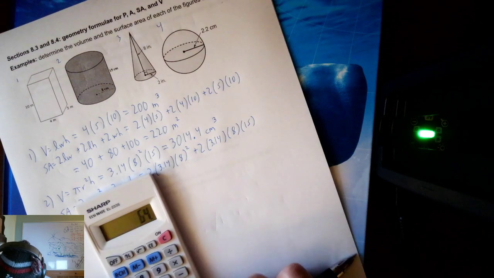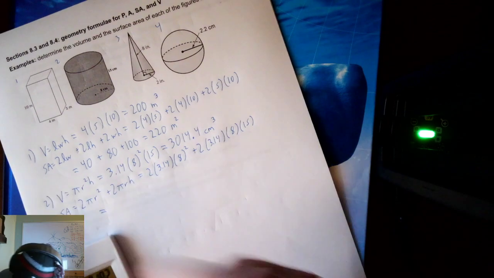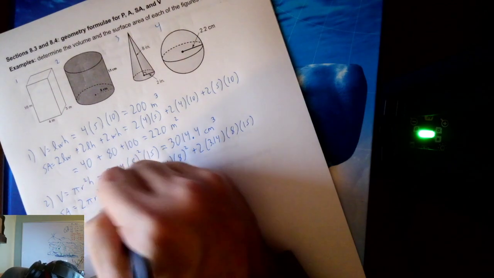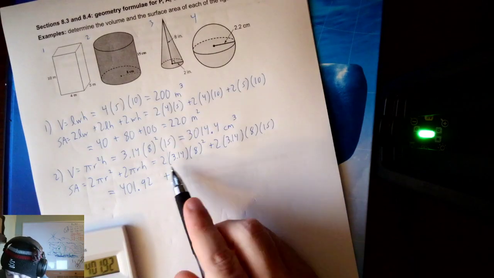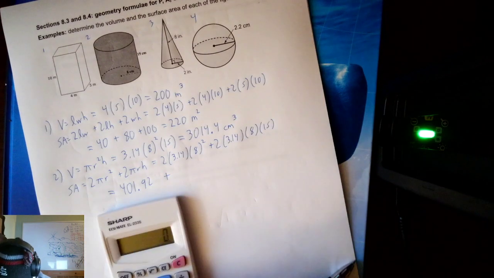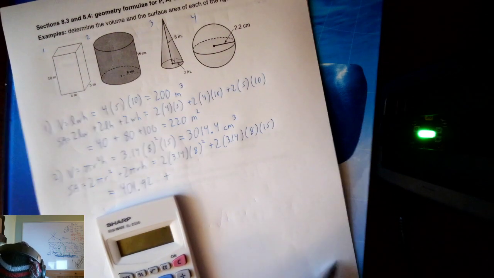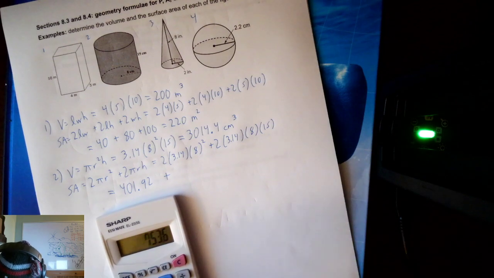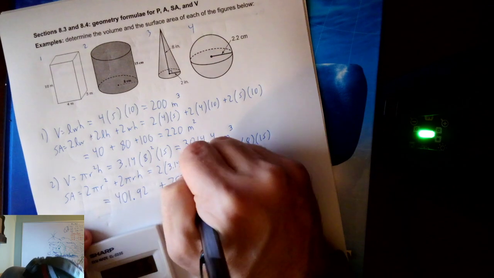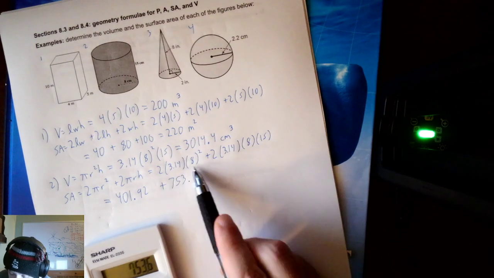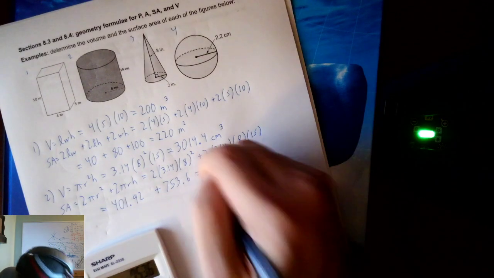Well, 64 times pi times 2 gives me 401.92 plus. So I did my first one. My second one, I got to do 2 times pi times 8 times 15, which gives me 753.6. So I multiplied first, and I multiplied my second. Now I can add them. We add after we multiply, right?